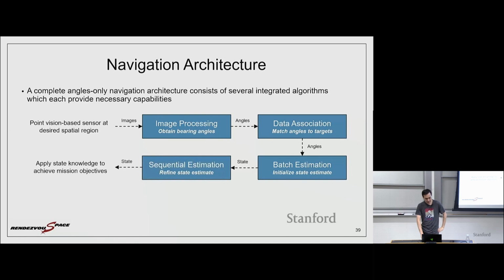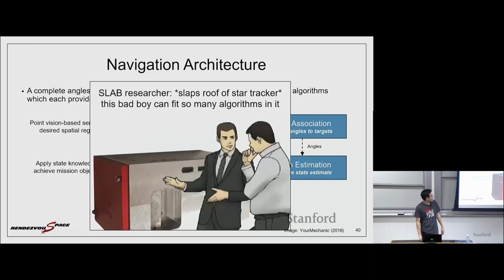And finally, doing some kind of sequential estimation. So taking that initial estimate and refining it over time, which is probably where your navigation filter would come in. So we can then use that state knowledge to achieve mission objectives. This is actually quite a lot of stuff to fit in a single star tracker, but it's kind of what we try to do for Star Fox. And we keep trying to put more algorithms in there. So this is an ongoing problem.